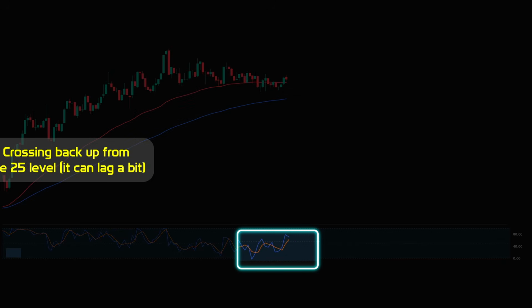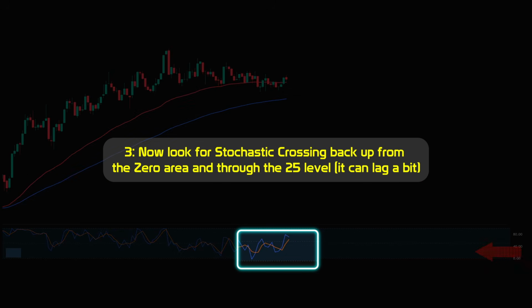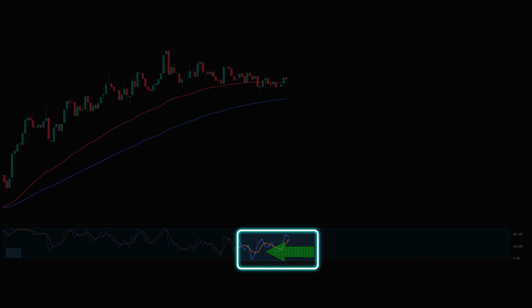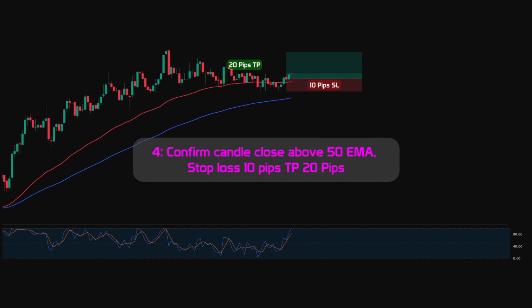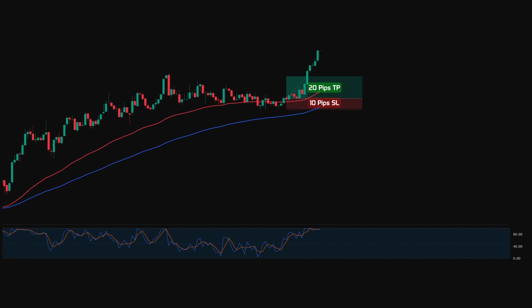Now we check the stochastic oscillator. We want to see it coming back up from the 0 area and through the 20 level. When all these conditions are met, you can enter a buy trade. Set your stop loss to 10 pips and your take profit set to 20 pips.